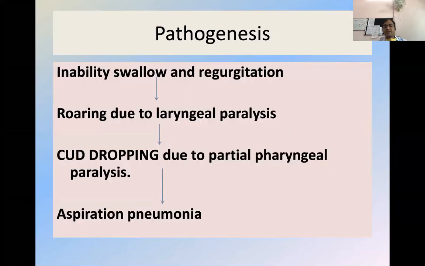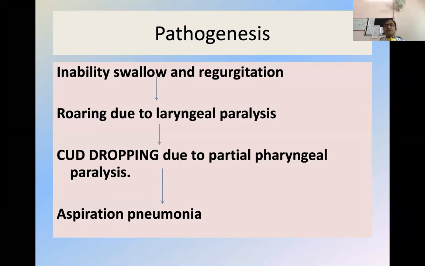So the pathogenesis is inability to swallow and regurgitation, again because the nervous system is not working. Roaring is due to laryngeal paralysis, where some sound will come, and cud dropping. This is a very important cardinal sign due to partial pharyngeal paralysis. Cud dropping is a technical term in which the animal drops some of the food from the mouth cavity during rumination or regurgitation.